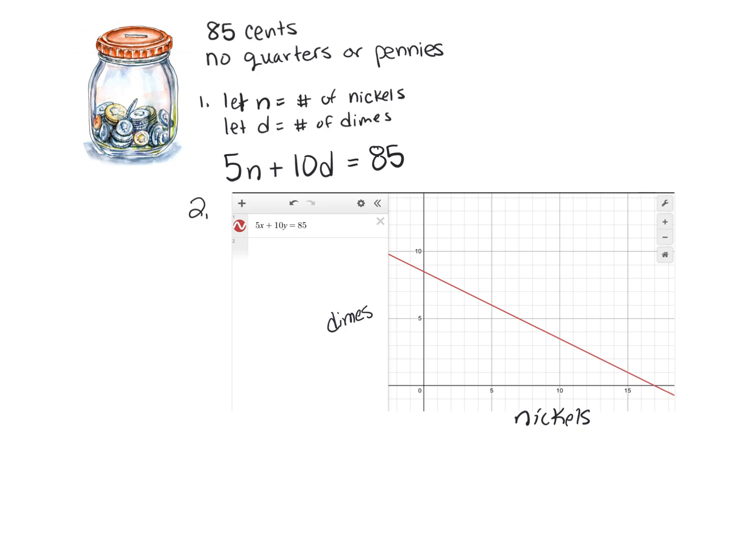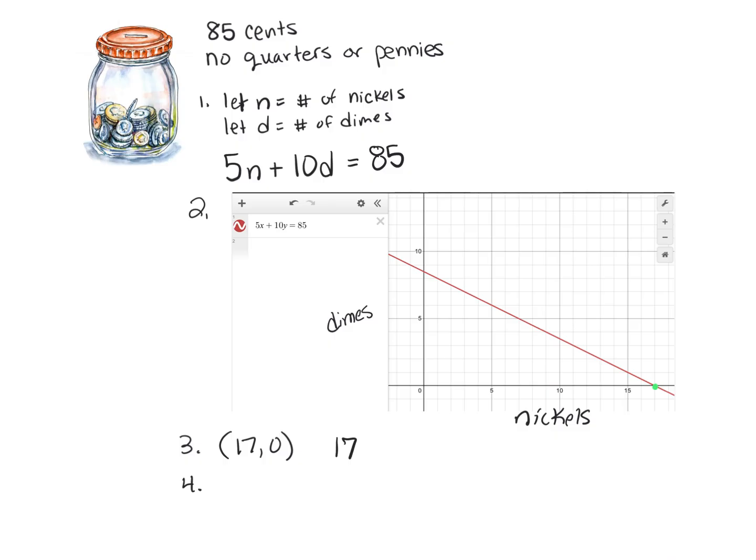So then for question number 3, how many nickels are in the jar if there are no dimes? So if I have 0 dimes, what would I have for nickels? If I put in a 0 for dimes, that's going to be this intercept right here. If we count over, that's 15, 16, 17. That would be the intercept, 17, 0, meaning 17 nickels, 0 dimes. So 17.